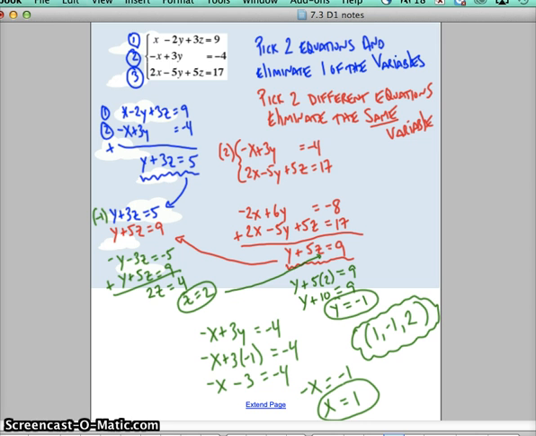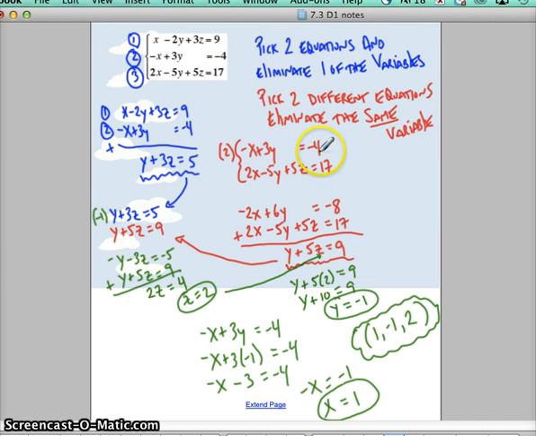So just as a little recap, we picked two equations and eliminated one of the variables. I just happened to pick equation 1 and equation 2, because the x's were already opposites. So that was easy to eliminate the x variable. I picked two different equations and eliminated the same variable. I'm still going to eliminate the x's. So I thought, well, if I use equation 2 and 3, it'd be pretty easy to eliminate these x's if I multiply this middle equation by 2.